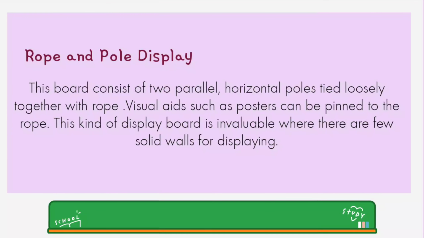Rope and pole display board. This board consists of two parallel, horizontal poles tied loosely together with rope. Visual aids such as posters can be pinned to the rope. This kind of display board is even available where there are few solid walls for displaying.